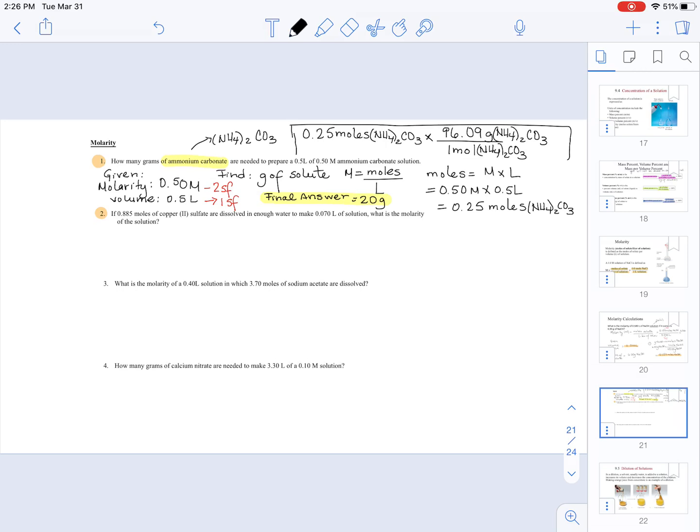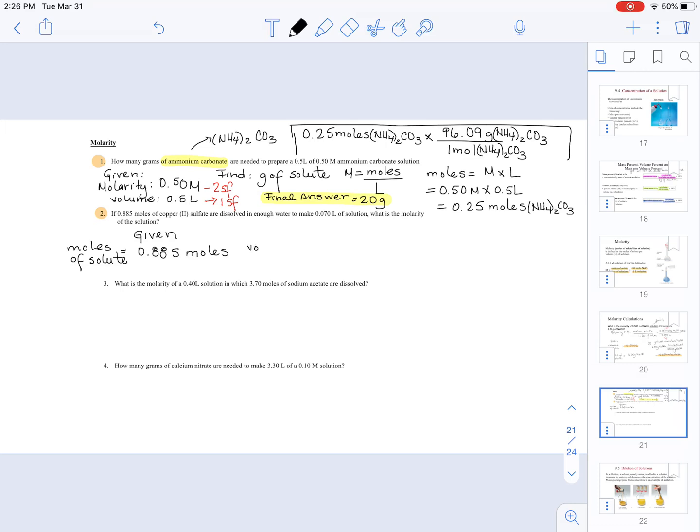Let's do the second problem. It reads, if 0.885 moles of copper 2 sulfate are dissolved in enough water to make 0.070 liters of solution, what is the molarity of the solution? First, let's write down what is given. We have the moles of solute, which is 0.885 moles, and our solute in this case is copper 2 sulfate.